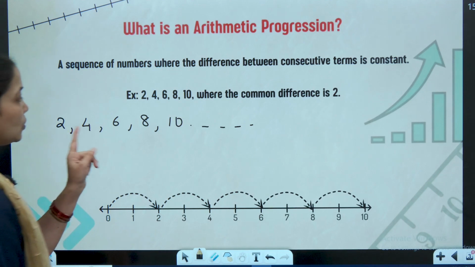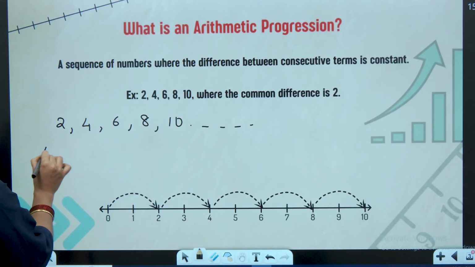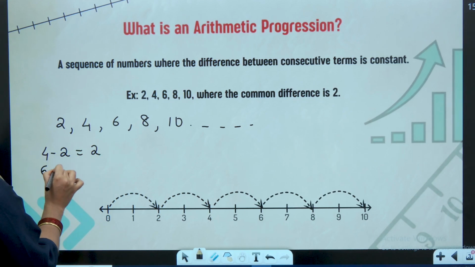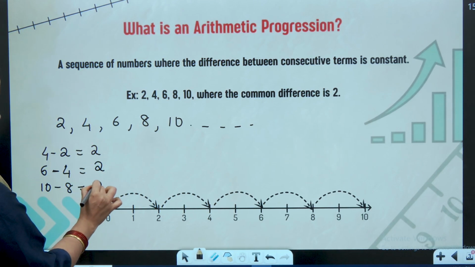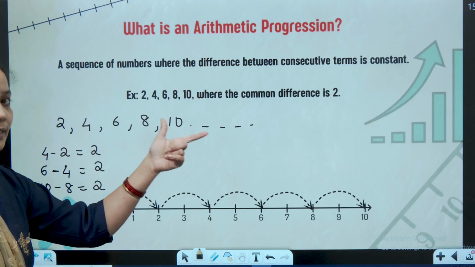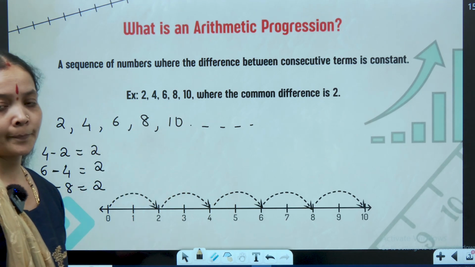If I subtract two different numbers here, like the second number with the first number, 4 minus 2, I am getting 2. I am subtracting the third term with the second term, I am getting the difference as 2. If I am subtracting the last term with the prior one, I am getting the difference as 2. So this will be called the common difference here, or a sequence can be analyzed when the common difference between the numbers is unique.